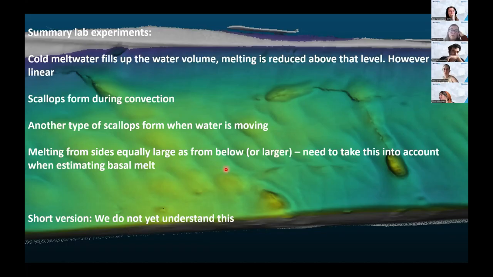And then also it's clear that melting from the sides is equally large as from below, or larger. And then you need to think about that when you estimate basal melt. But the short version is, I think, that we do not quite understand this yet. So any comments or suggestions for this, or how to move on, will be very, very welcome.